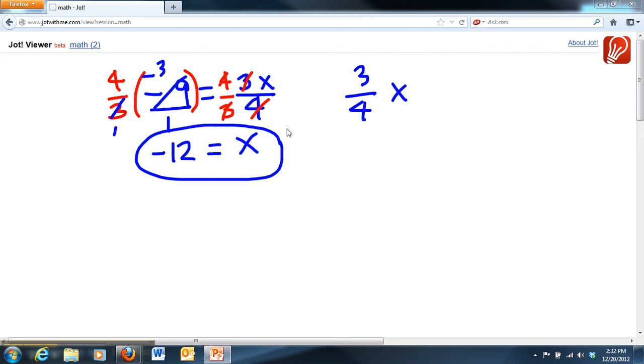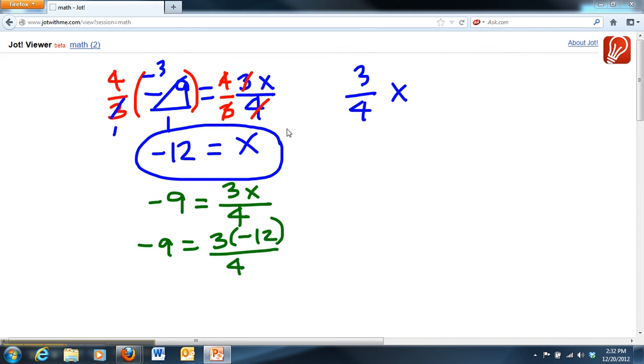Now we're asked to also verify that solution. To verify the solution, we'll take the original equation, negative 9 equals 3x over 4, and we'll plug in the solution that we got, negative 12. And we will get negative 9 equals 3 times negative 12 over 4. And again, we can reduce common factors in the numerator and denominator. 4 goes into 4 one time, and into negative 12, negative 3.